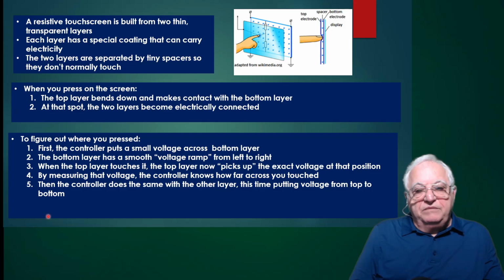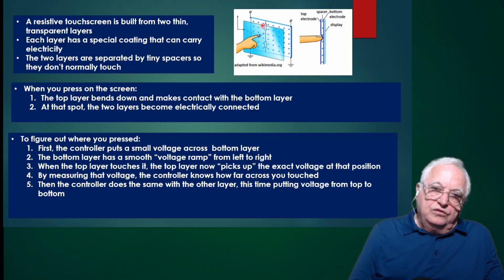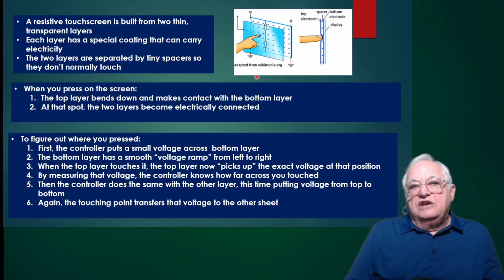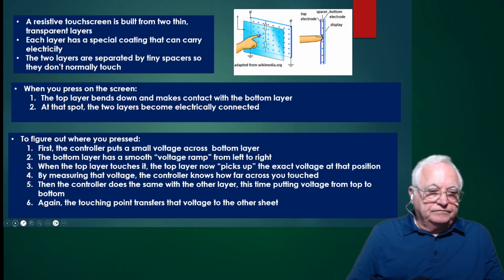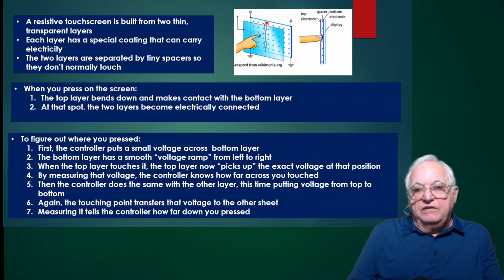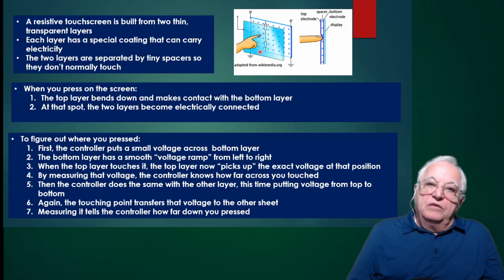Now the controller does the same thing with the other layer. That would be the top layer. This time putting a voltage from top to bottom. So now you have a gradient as you go from top to bottom. Again, the touching point transfers that voltage to the other layer. So when you touch, you're going to transfer the voltage, and the voltage is going to be unique for each of the positions that you go from top to bottom. And measuring it tells the controller how far down you press. So you have a unique voltage, and by knowing what voltage, you can figure out how far down you've gone.